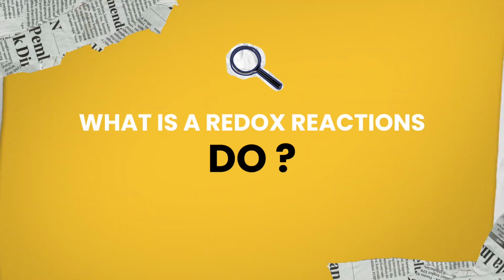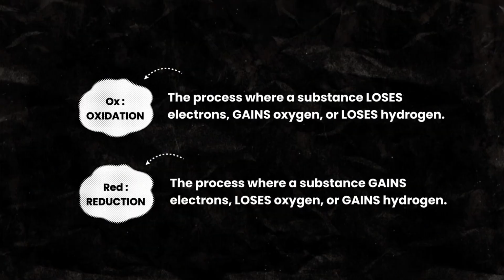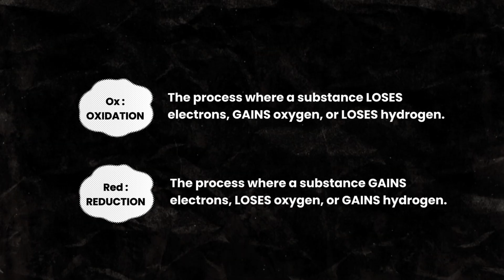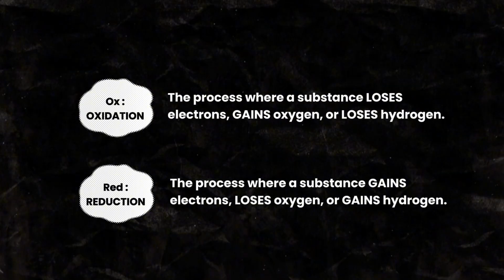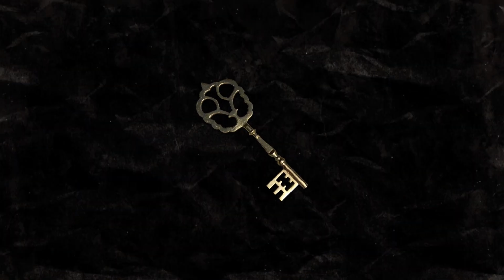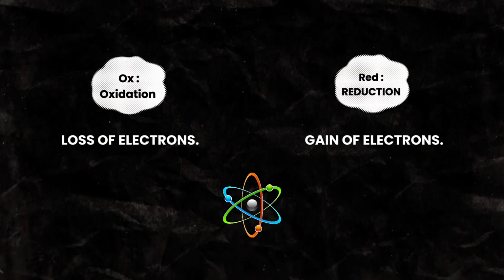What does a redox reaction do? Oxidation is the process where a substance loses electrons, gains oxygen or loses hydrogen. Meanwhile, reduction is the process where a substance gains electrons, loses oxygen or gains hydrogen. There is a key to remember it. Key points about redox reaction: oxidation is a loss of electrons, while reduction is a gain of electrons.